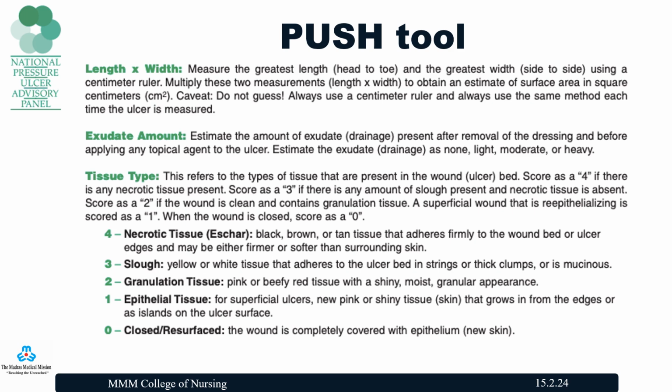Closed means the wound is completely covered with epithelium, new skin. Epithelial tissue, for a superficial ulcer, is new pink or shiny tissue that grows in from the edges and as islands on the ulcer surface. Granulation tissue is pink or beefy red tissue with a shiny, moist, granular appearance. Slough is yellow or white tissue that adheres to the ulcer bed in strings or thick clumps, or is mucinous. And necrotic is the eschar, black or brown tissue present over the wound bed.